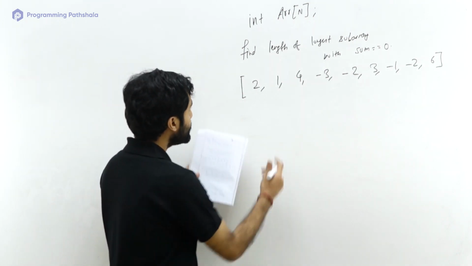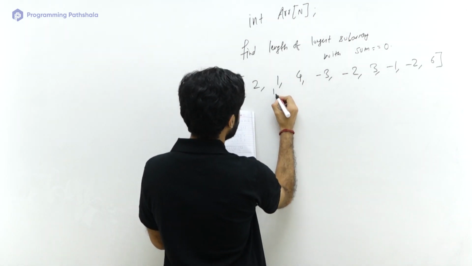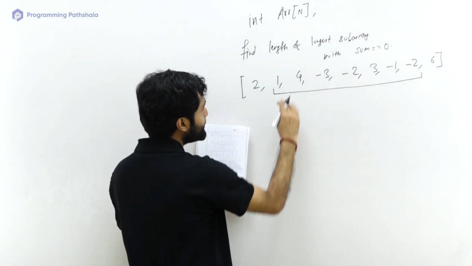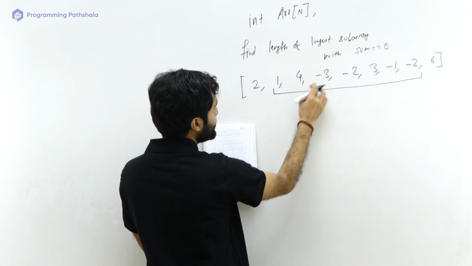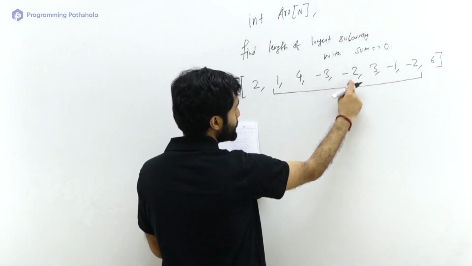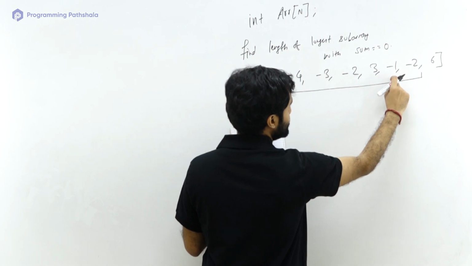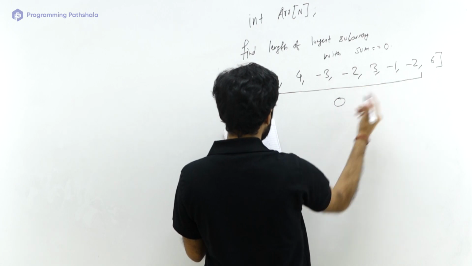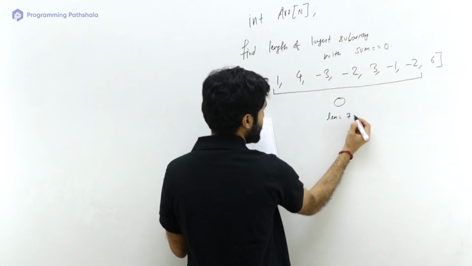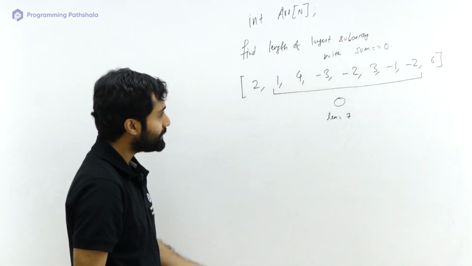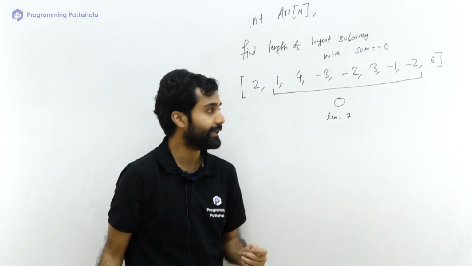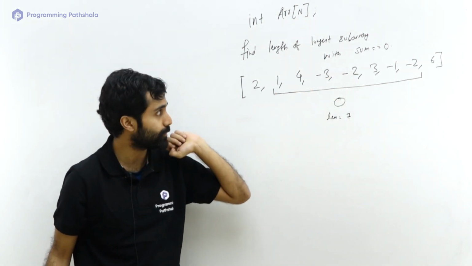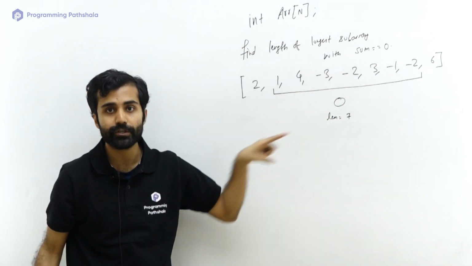Here, when I look at the subarray from 1 to this minus 2, you will be able to see that this sum is 0. So 1 plus 4 is 5, minus 3 is 2, 2 minus 2 is 0, 0 plus 3 is 3, and then this is minus 3. So this entire sum is basically 0. And what is this length? This length is equal to 7. If you want, you can go ahead and detect all the other subarrays out there, but this is the one whose length is highest among all those that have a sum of 0. So here my answer should be 7.